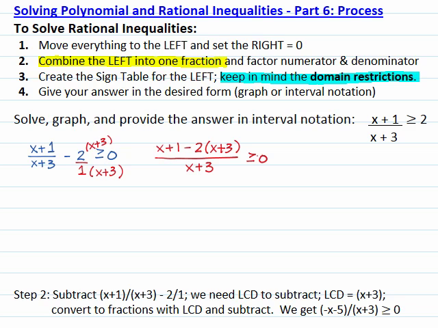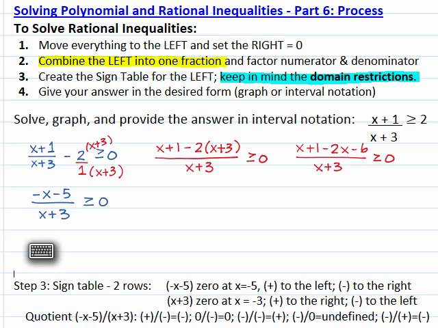So then we have to do math in the numerator. So the numerator is x plus 1 minus 2x minus 6. The denominator is still x plus 3. So when we do the math in the numerator, we end up with our final fraction, which is negative x minus 5 over x plus 3 greater than or equal to 0.